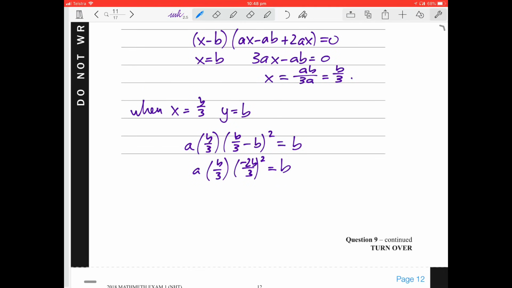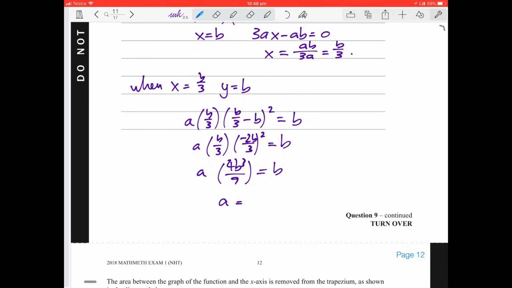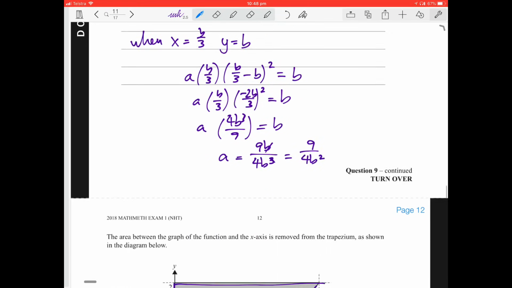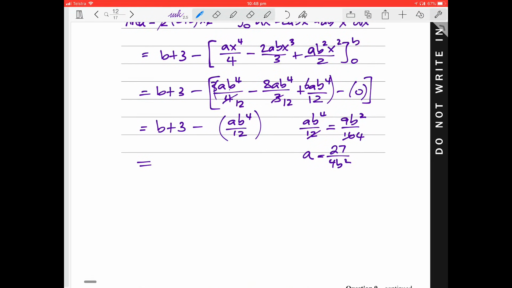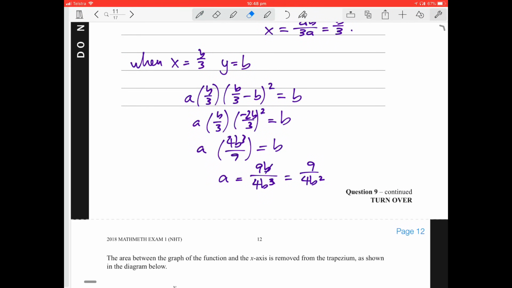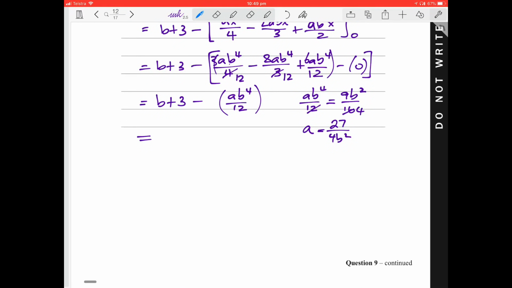Okay, so what are we going to get? We're going to get a. If I square the top, I get 4b squared times b, 4b cubed on 9 equals b. So therefore a equals 9b on 4b cubed, which is 9 on 4b squared, which is what we needed. Oh, 27. Oh, I forgot to square. So down here, that's going to be 9. That's going to be 27. And then that's going to be 27 on 4b squared, which is what we get down here.